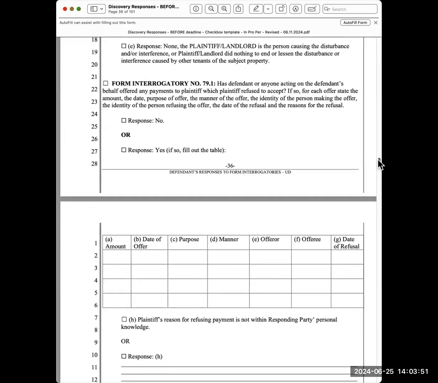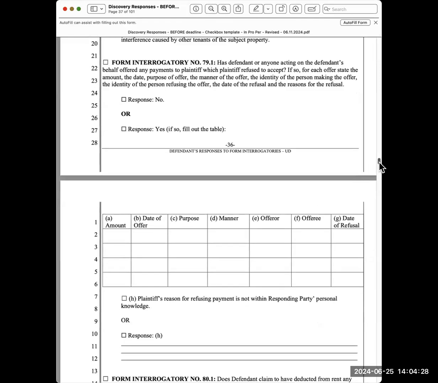For interrogatory 79.1, has defendant or anyone acting on the defendant's behalf offered any payment to plaintiff which plaintiff refused to accept? If so, for each offer, state the amount, the date, the purpose of the offer, the manner of the offer, the identity of the person making the offer, the identity of the person refusing the offer, the date of the refusal, and reasons for the refusal. If this doesn't apply to you, check no and go on to the next question. If it does, then you're going to put your answers to these questions in here.